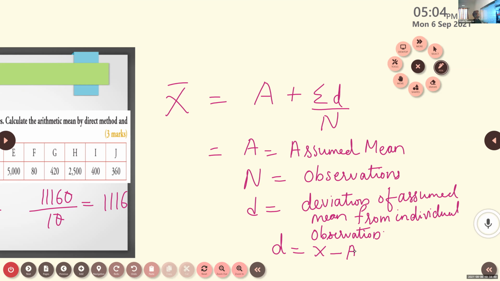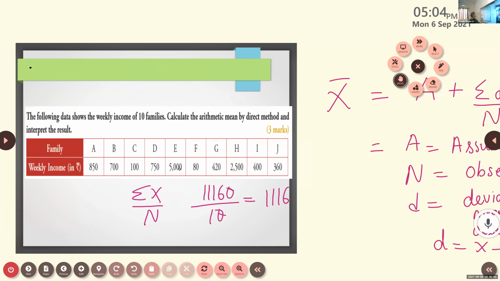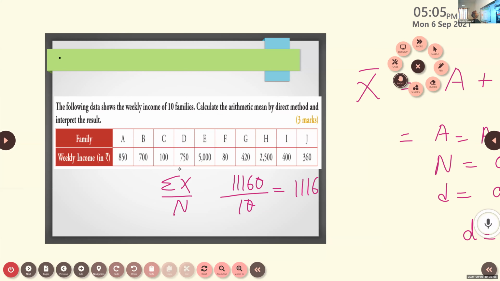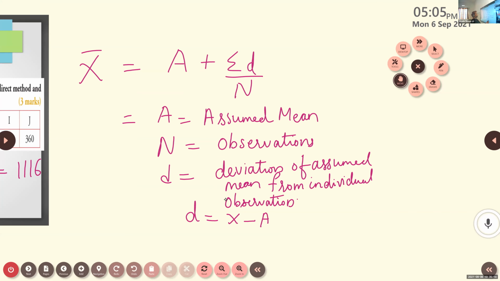X is the observation, what you have in the data. A is the assumed mean. So from the numbers given here, one we have to take as the assumed mean. After taking that, what you have to do? For all the observations, we have to reduce X minus A.